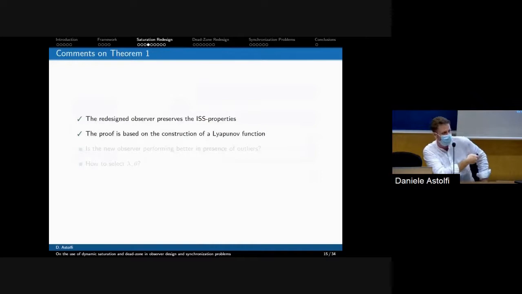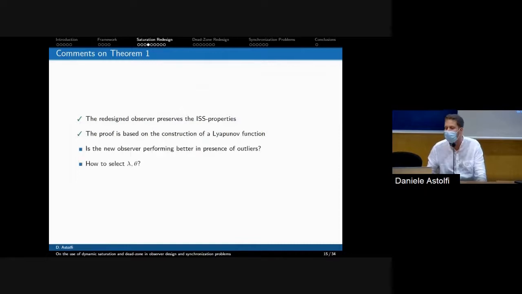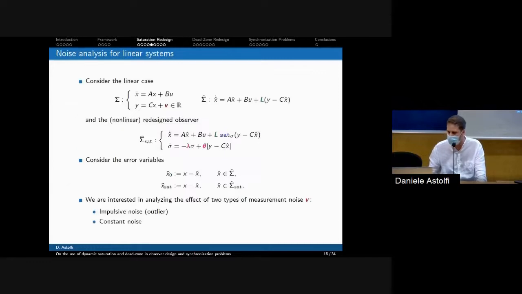So now this is very nice from the intuitive point of view, but it is not easy to work with. So just a few remarks. We preserve the ISS property. The proof is based on a construction of a Lyapunov function. So the two questions: is the new observer really performing better in presence of outliers? And how to select also the parameters of the dynamical saturation?